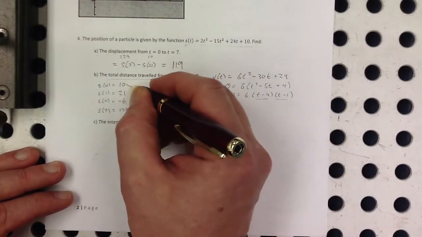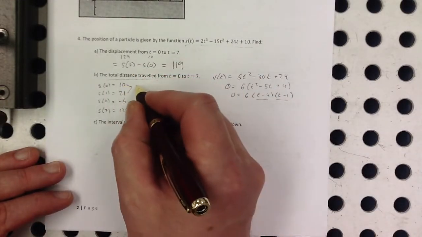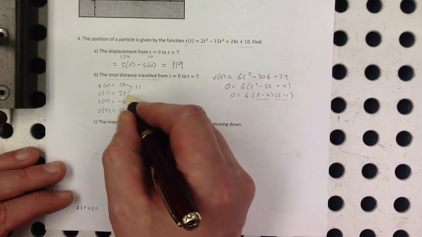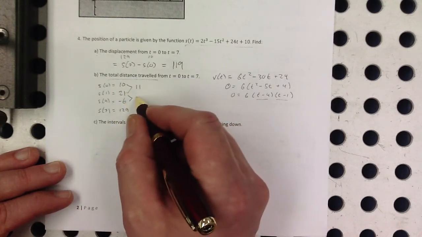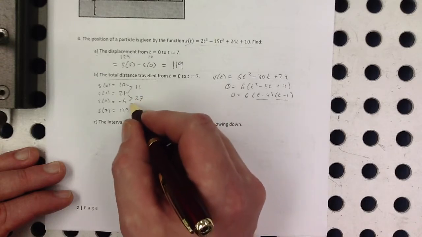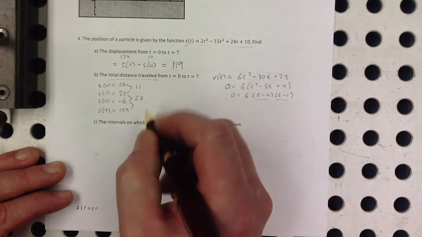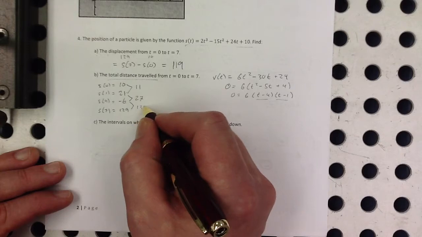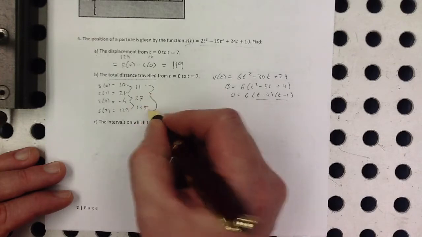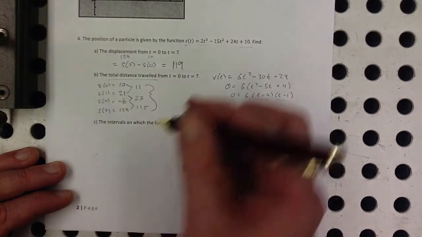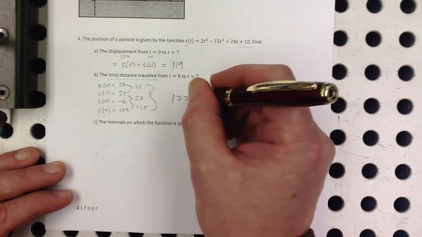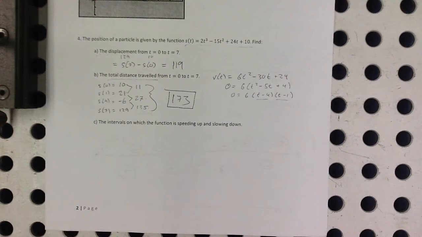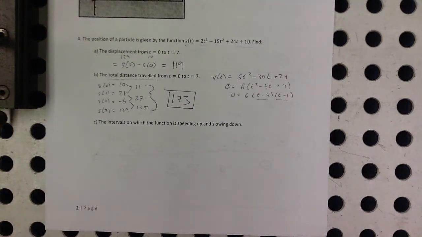So from here to here, from 10 to 21, it moves forward 11. From here to here, from 21 to negative 6, it moves backward 27. And then from negative 6 to 129, it moves forward 135. So the total distance traveled is the sum of those. That's 162, 173. Well, that's a little bit of work there. That's how we do it.